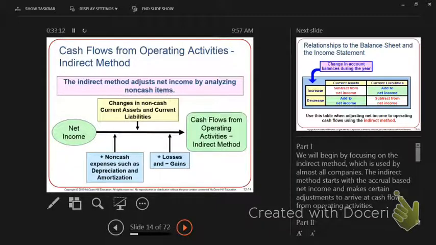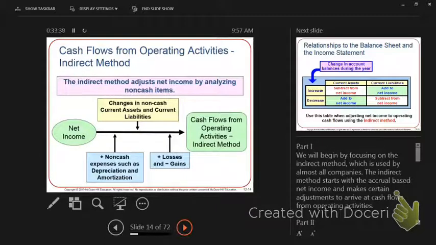Is that right? No. So we have to add back in $1,000 because it should actually be 10. Of our net income, 10,000 was cash. Every single time you see depreciation or amortization, you have to add it back in. It doesn't matter what else is going on, you have to add it back in. That's the easy one.